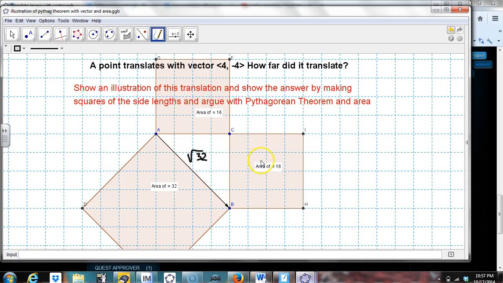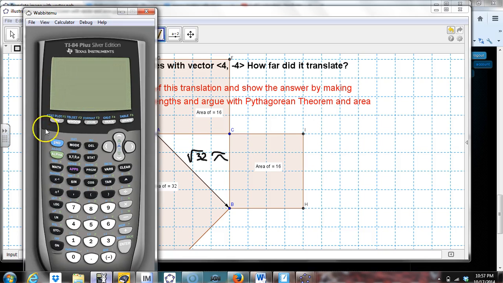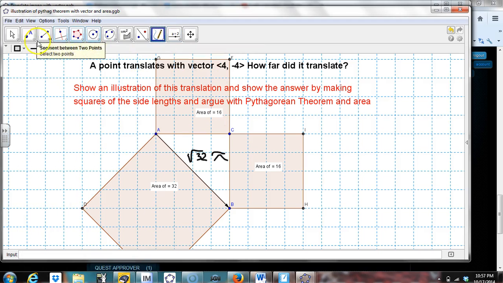So how far did it translate? The square root of 32 units, that's an irrational number, right? But we can approximate square root of 32, about 5.66 units. So just over 5.5. 5.66.